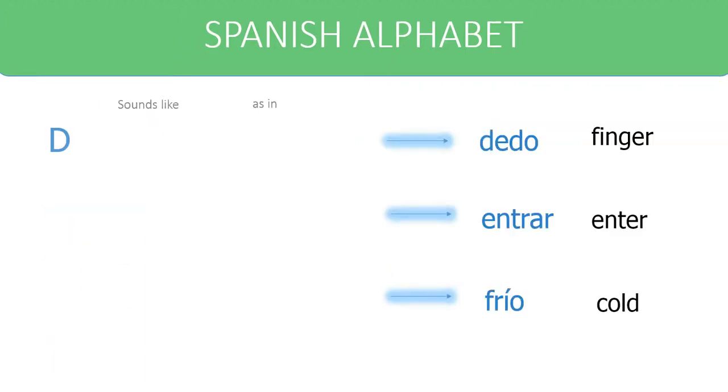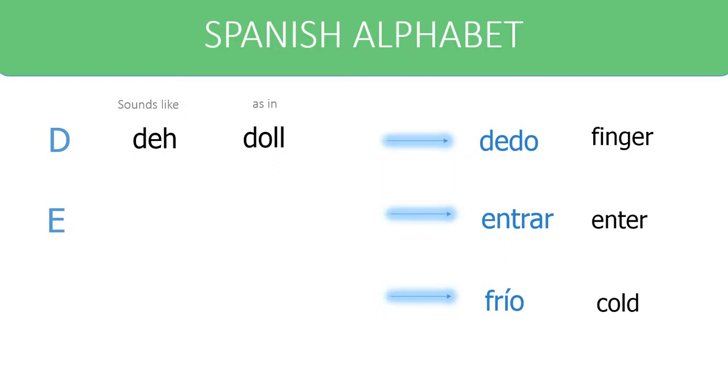So letter D in Spanish sounds like de. Very similar to the one in doll. So an example to this letter in Spanish is the word dedo. Dedo means finger. So the sound of the letter D in Spanish is de. Just as in dedo.